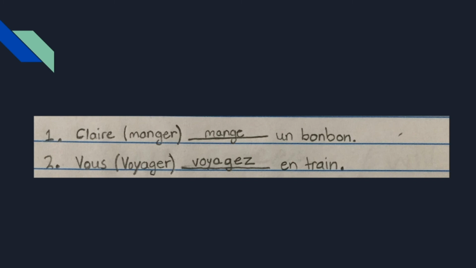First of all, it would be Claire mange un bonbon, because it's an ER verb, and we know the ending for il or elle, since it's a she, is E. And so we would just plug that in and take out the ER. For vous voyagez, again, it's an ER verb, so we already know for vous the ending is Z. So we would say vous voyagez en train, Claire mange un bonbon.